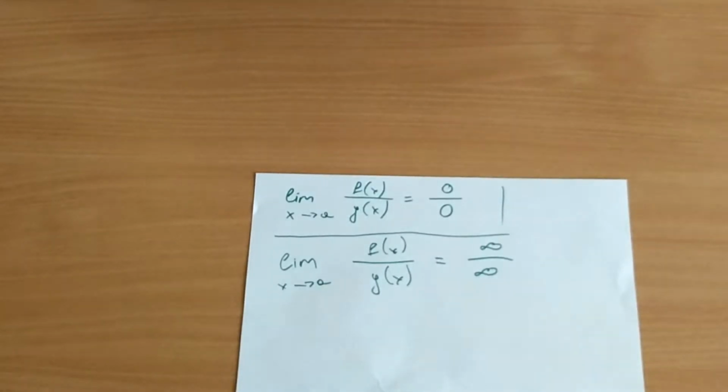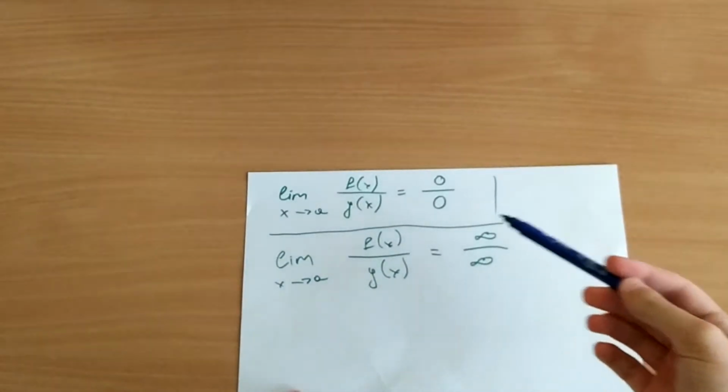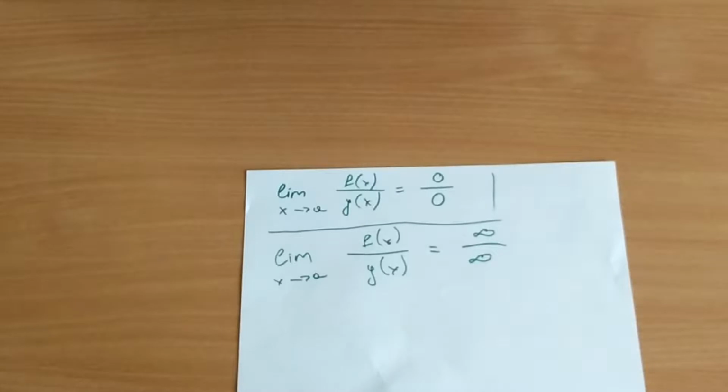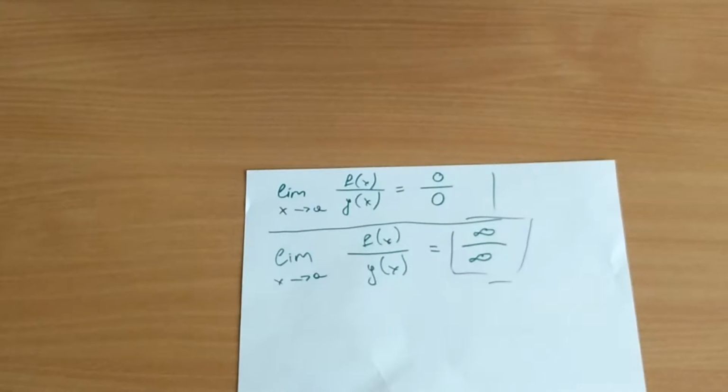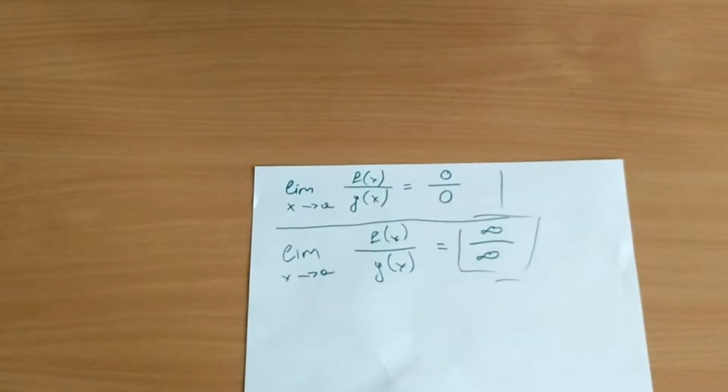Like the intermediate form 0 over 0, first of all, we have to check if the expression f of x over g of x gives us infinity over infinity, and then we can use L'Hopital's rule. So the best way to start, in my opinion, is to solve an example.